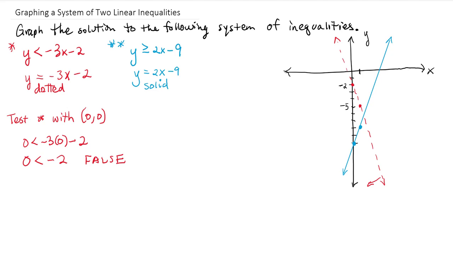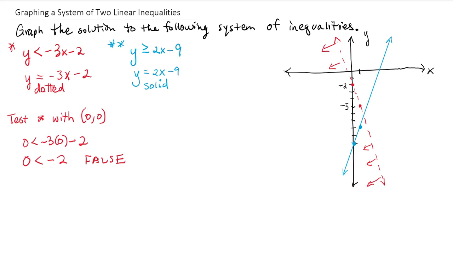If you pick a test point on this left side of that red dotted line, you're going to realize, oh, that's where we want to shade anyway. So I'm not going to shade the entire thing. I'm just going to draw little arrows indicating we're going to shade to the left of that red line. Okay. Let's test double star there.